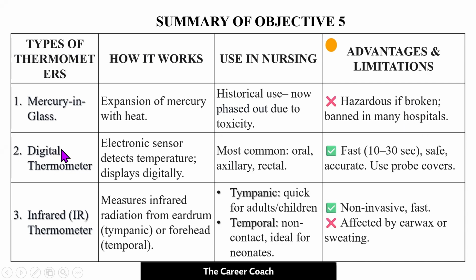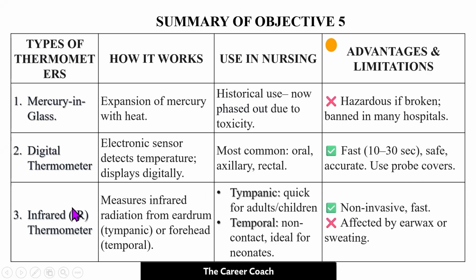Number 2, digital thermometer. How does it work? It works by using an electronic sensor which detects temperature and displays it digitally. How is it used in nursing? It's most common in oral, axillary, and rectal usage. Advantage: it is fast, 10 to 30 seconds. The result is up. Safe, accurate, and uses probe covers.